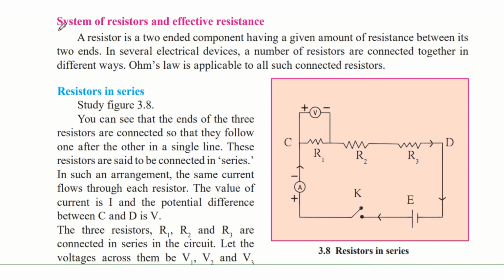Our next topic is system of resistors and effective resistance. A resistor is a two-ended component having a given amount of resistance between its two ends. In several electrical devices, a number of resistors are connected together in different ways. Ohm's law is applicable to all such connected resistors.